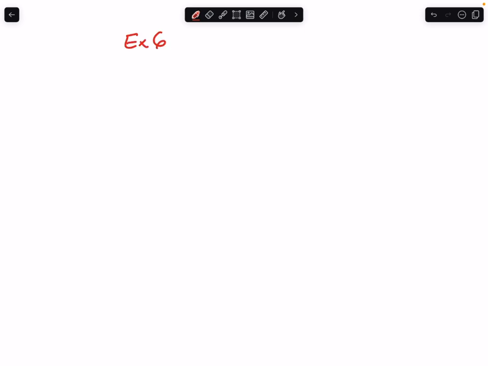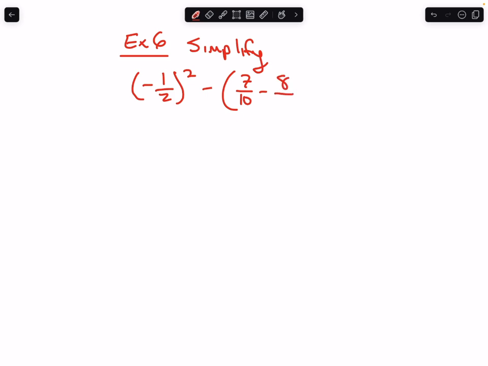Okay, example 6. Instructions are to simplify. And this problem involves everyone's favorite part of arithmetic, and that's dealing with fractions. So we have negative 1/2 quantity squared minus, in parentheses, 7 over 10 minus 8 over 15 quantity squared times a negative 18. Okay, a lot going on here.